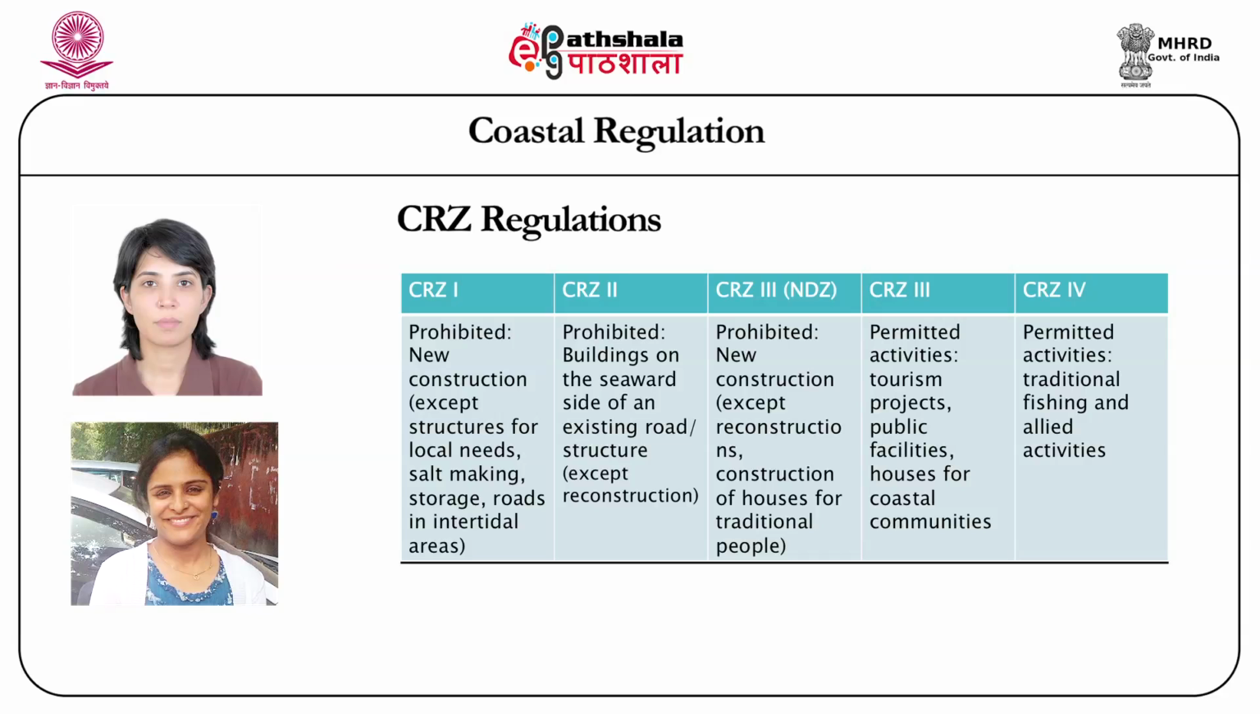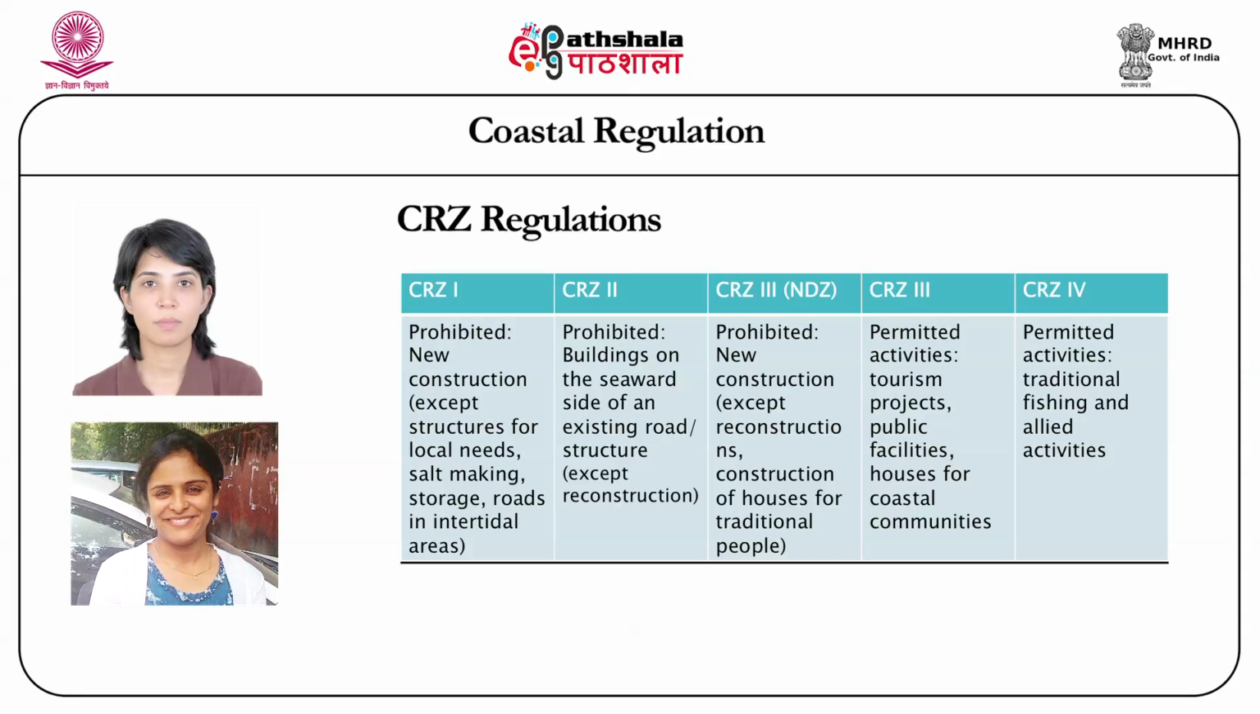CRZ notification also has certain regulations specific to each zone. Let us have a look at those now. In CRZ1 areas, new constructions are not permitted, except for structures required for local needs, salt making, storage, desalination plants, and construction of roads in intertidal areas which are not ecologically sensitive. In CRZ2 areas, buildings are permissible on the landward side of the existing road or building. This clause has been relaxed for slum redevelopment projects and reconstruction of dilapidated structures. However, reconstructions are permitted in this zone.